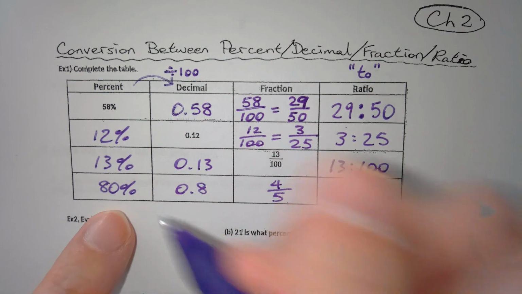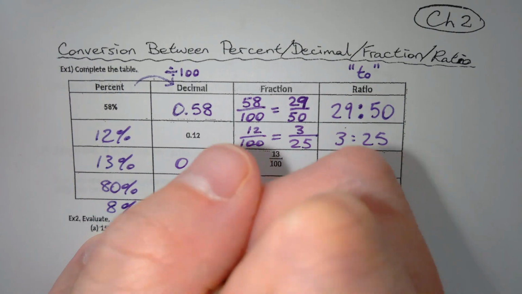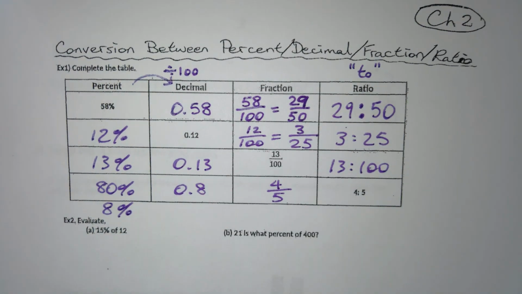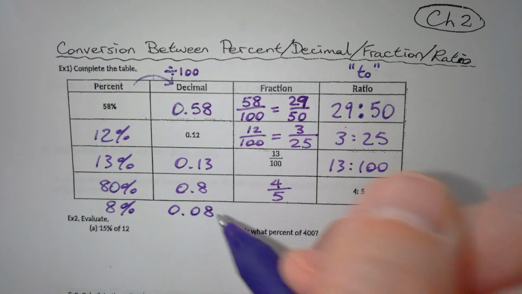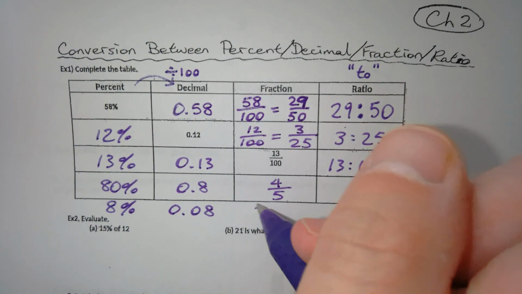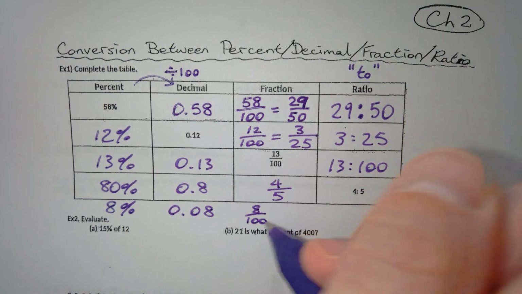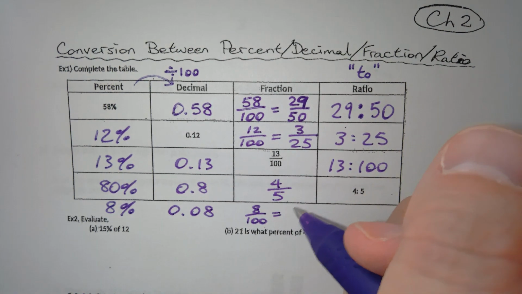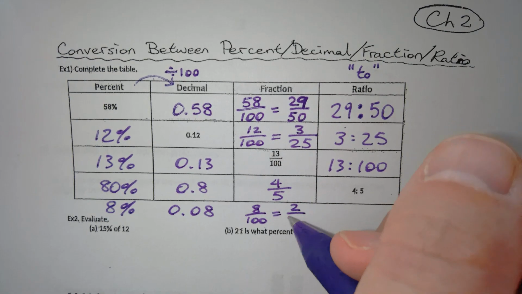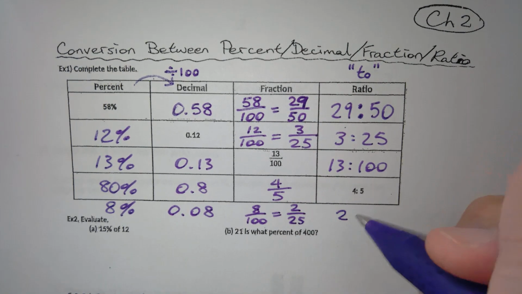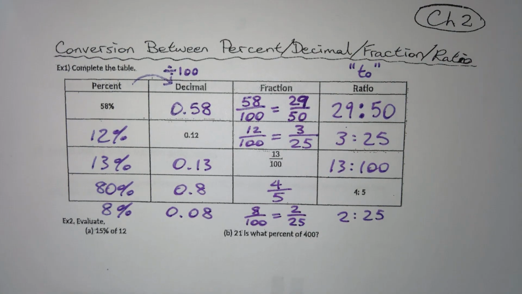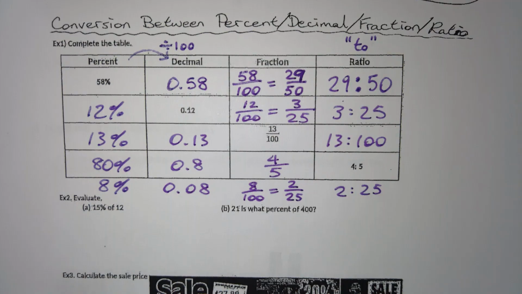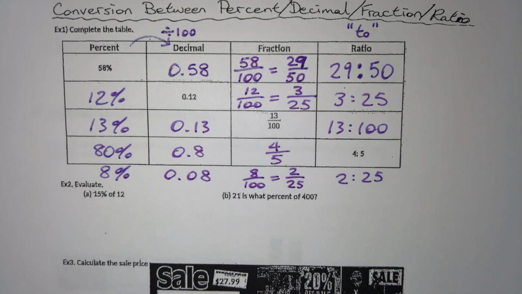I want to add in one more. What is 8% then? Cheryl? 0.08. Okay, and then this would be 8 over 100, which is 4 over 50, which is 2 over 25. And then 2 to 25. Yep. For ratio, if it's converting to a fraction, it's always the numerator on the left?